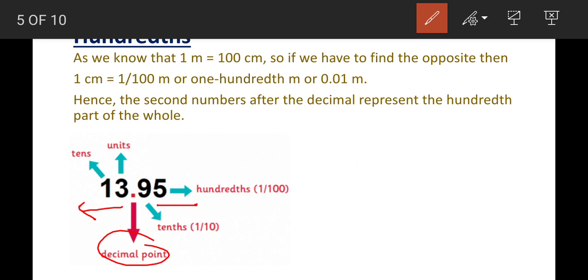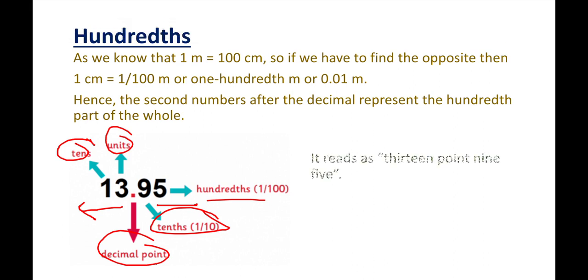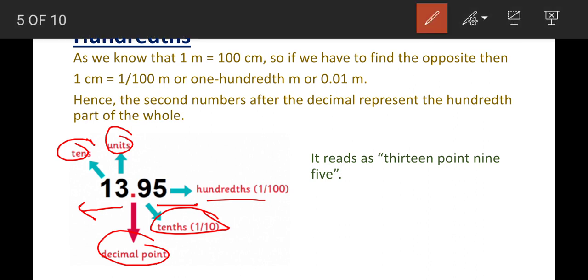The first digit to the left side of the decimal is the unit place or ones place. Second digit is tens place. If you move towards the right side, the first digit after the decimal is tenths and the second digit after the decimal is hundredths. Now come to how to read this one. It can be read as 13.95. As I have already told, towards the right side of the decimal point, you have to read this digit wise. Here it is 95, so you have to read it as 9, then 5. Clear?